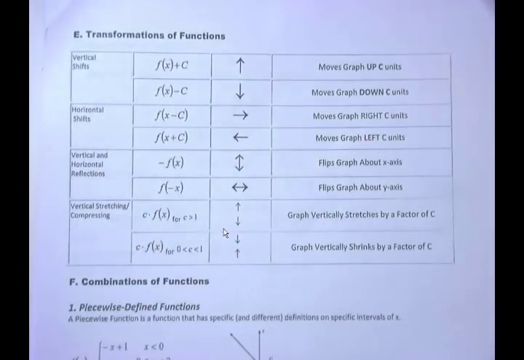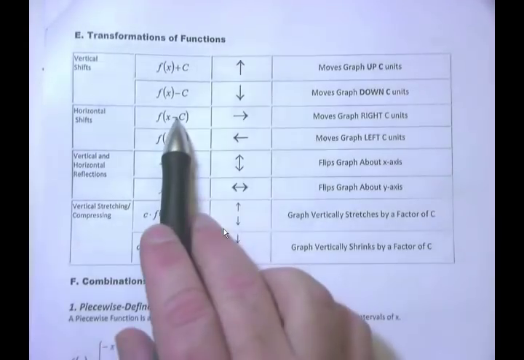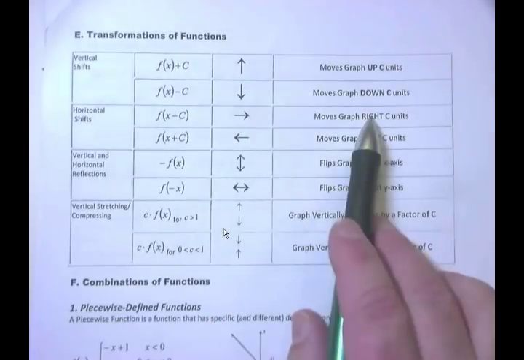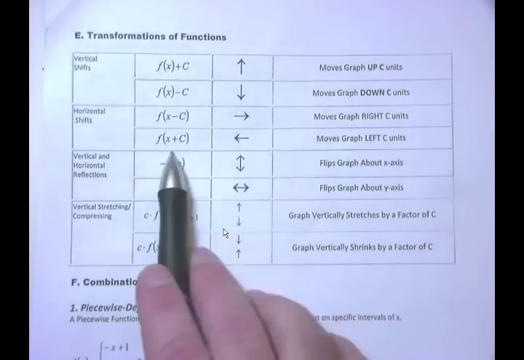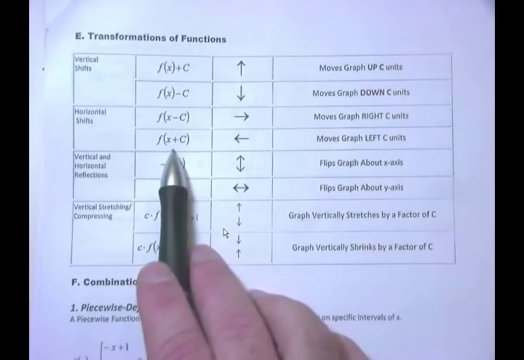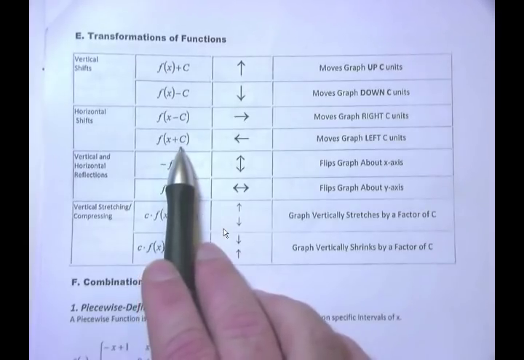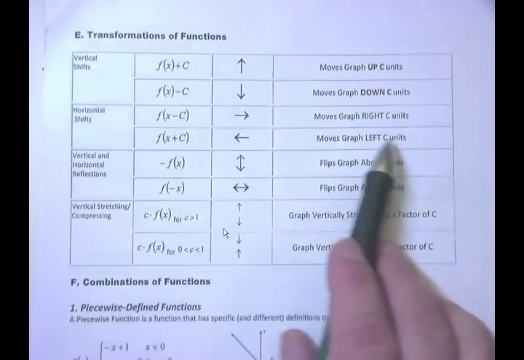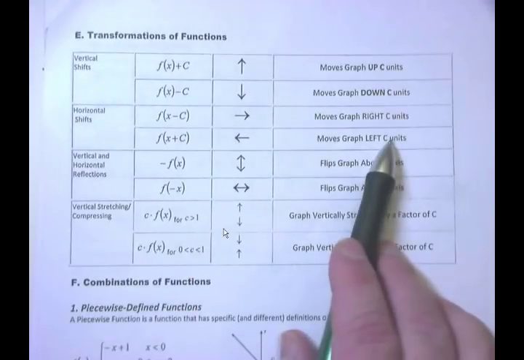But when you work inside the parentheses, it has this opposite effect. What I mean by that, you see that minus c right there? What effect does it have? You move it to the right c units. F of x plus c, inside the parentheses, you think plus should be going right, but because it has that opposite effect, it will be going to the left c units.